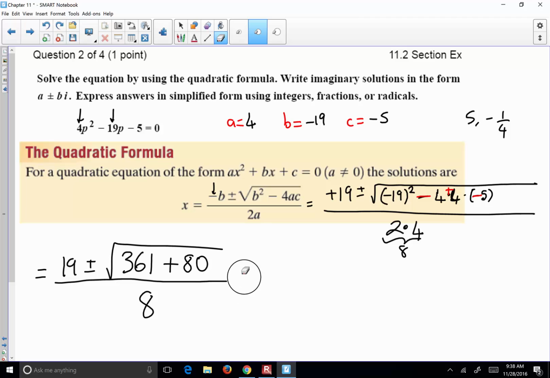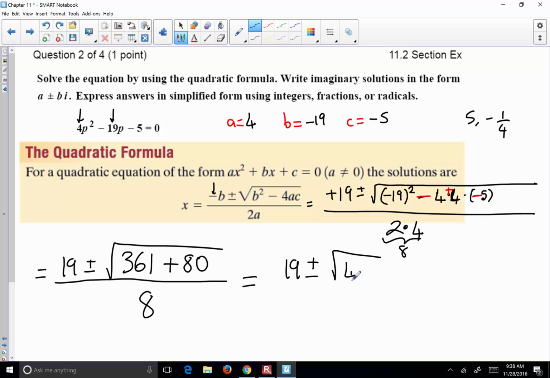Okay. Are we good? What's wrong, Chris? 361 plus 80? Yeah. So it is 441. Is 441 a whole square? Can we compute that? Yes, we can. So you're lucky on this question too, which is 21.